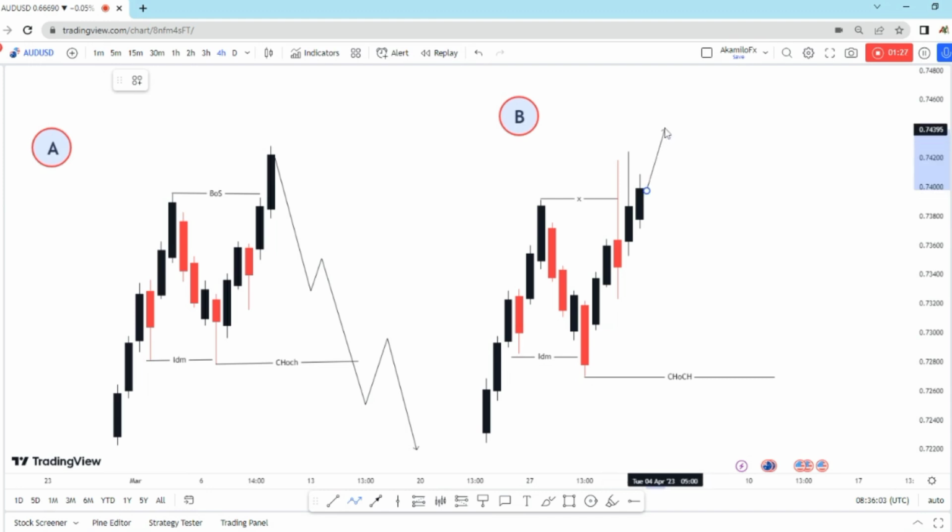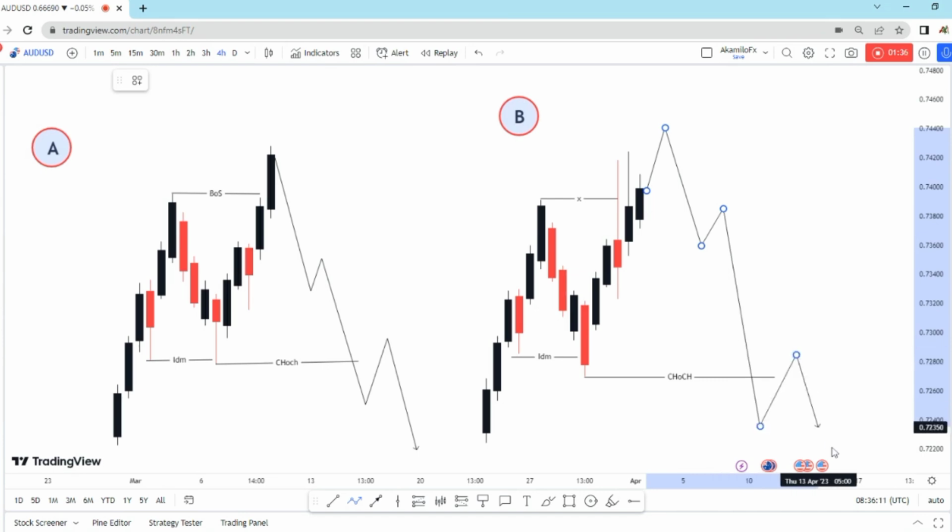If price didn't tap into any supply or demand level, price needs to come and take this particular low, with a candlestick closing above it, before we can have our confirmed change of character. All right. So this is how you can identify your change of character if price didn't tap into a demand or supply level.